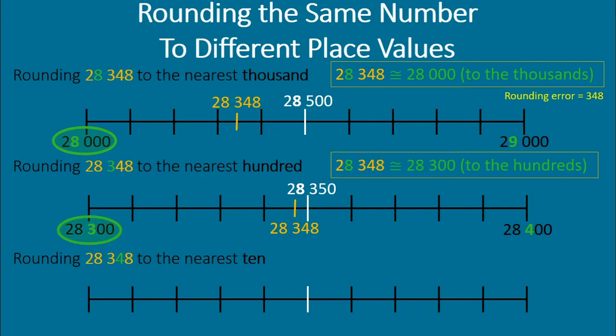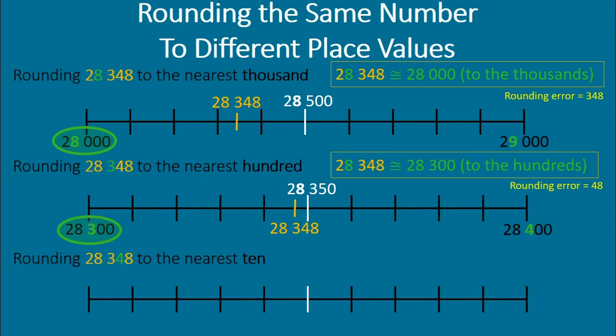So 28,348 is approximately equal to 28,300 to the nearest hundreds. Again, remember there's a rounding error. This is not exact. That's why I've used this symbol. And that rounding error is 48. Our rounded answer is 48 less than it should be.